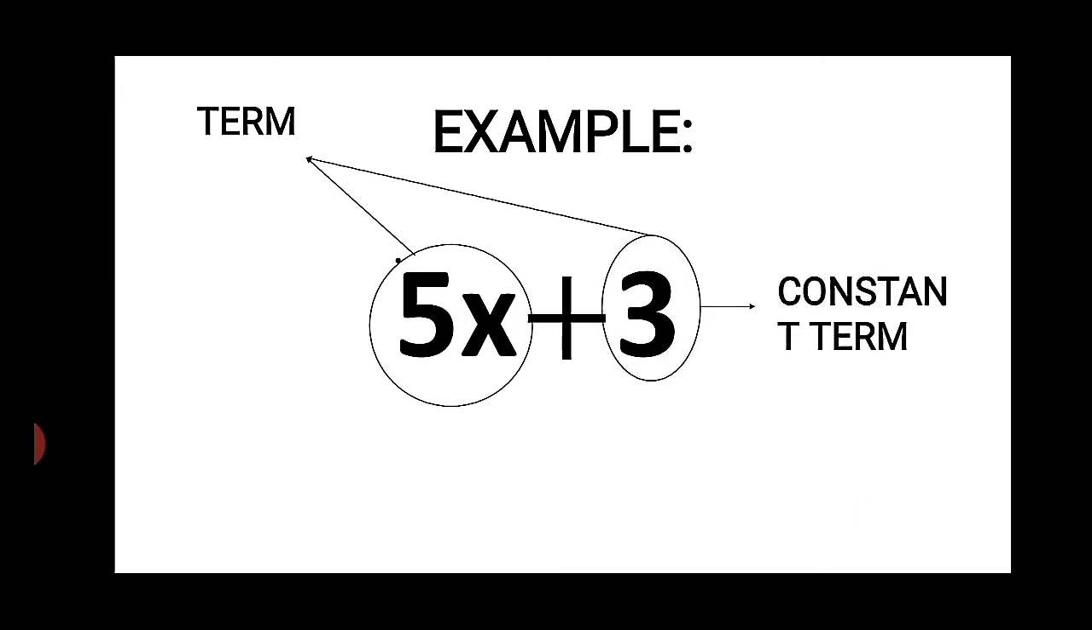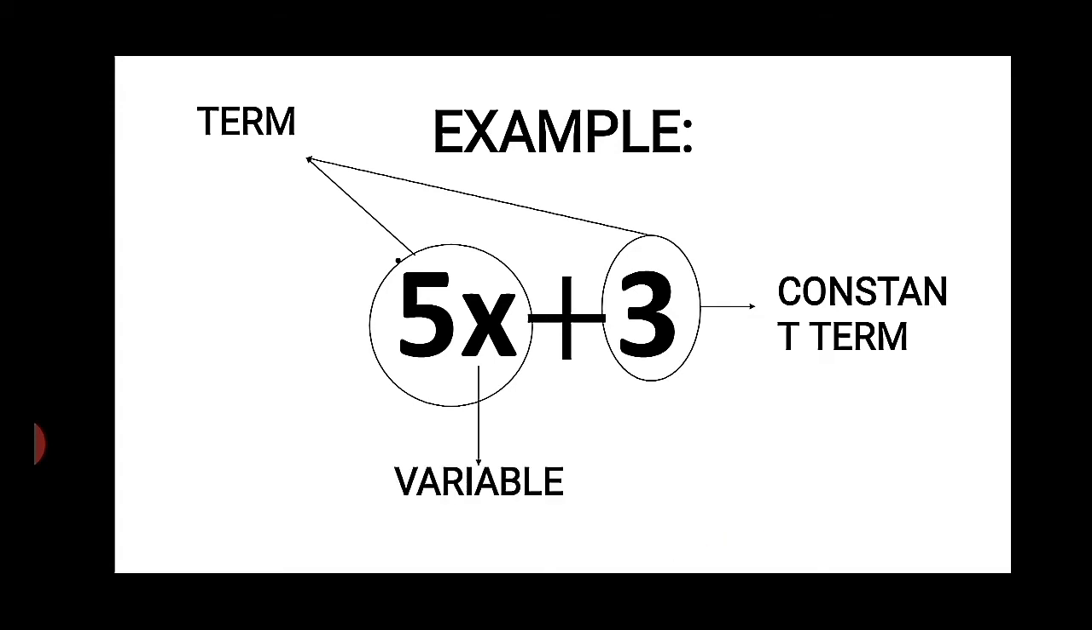3. Also, ang tawag po natin sa 3 ay constant term. Yan po ang example ng constant term. Kasi pag sinabi natin constant term, it has a fixed value. So ibig sabihin, 3 has a fixed value of 3 or numerical value of 3.